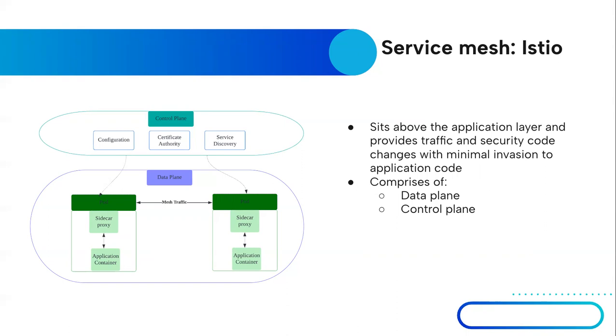The control plane, on the other hand, is the core service that drives the service mesh. It controls the state of all the sidecar proxies present in the service mesh, enables service discovery, and serves as a certificate authority to enable encrypted communication between services.